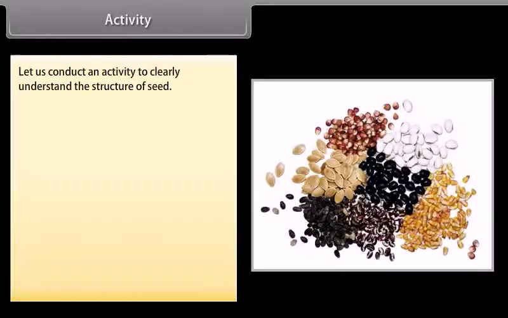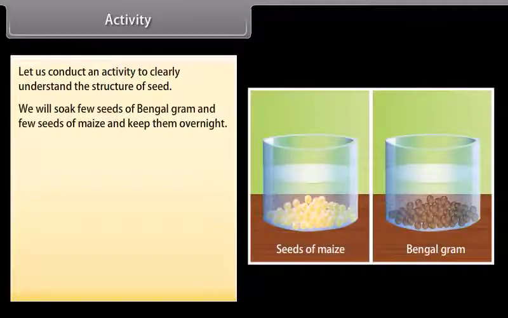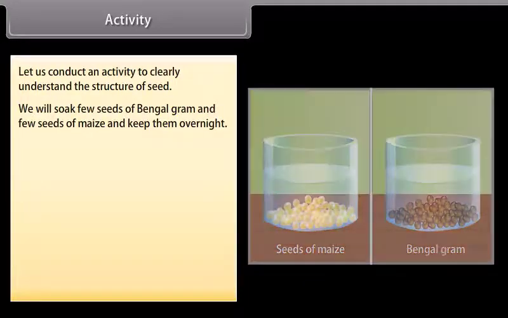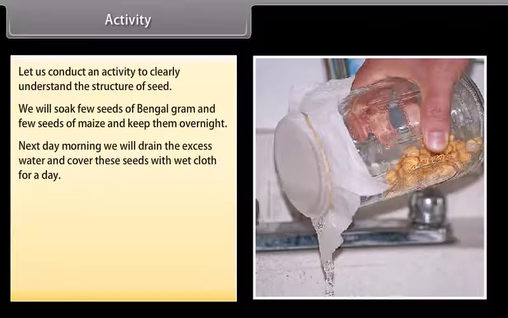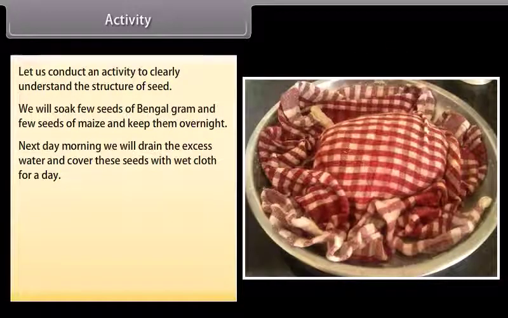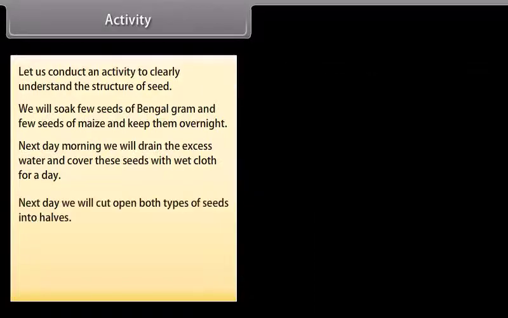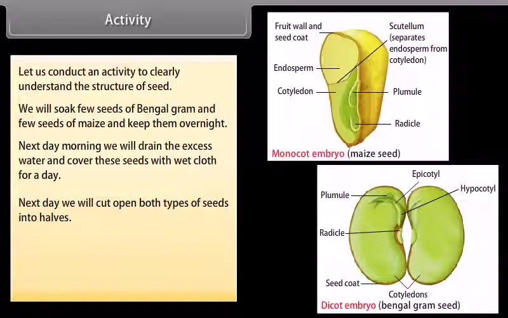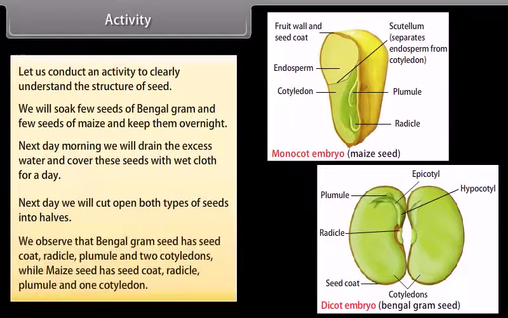Activity. Let us conduct an activity to clearly understand the structure of a seed. We will soak a few seeds of Bengal gram and a few seeds of maize and keep them overnight. Next day morning we will drain the excess water and cover these seeds with a wet cloth for a day. Next day we will cut open both types of seeds into halves. We observe that the Bengal gram seed has a seed coat, radicle, plumule and two cotyledons, while the maize seed has a seed coat, radicle, plumule and one cotyledon.